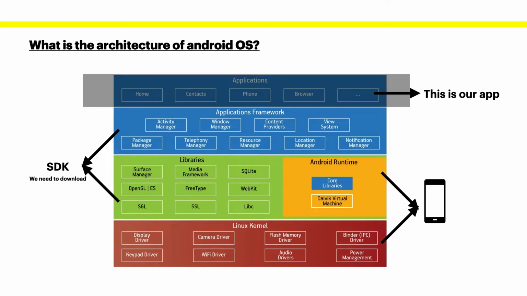So do not get confused. Linux kernel is the first block, and Android runtime is the second block. These two are already there in your mobile, so we need not download them. The third and fourth blocks are the libraries that we need to download for developing Android applications. It is mandatory. And the fifth block is what? Our application block. Let's go to the next section.